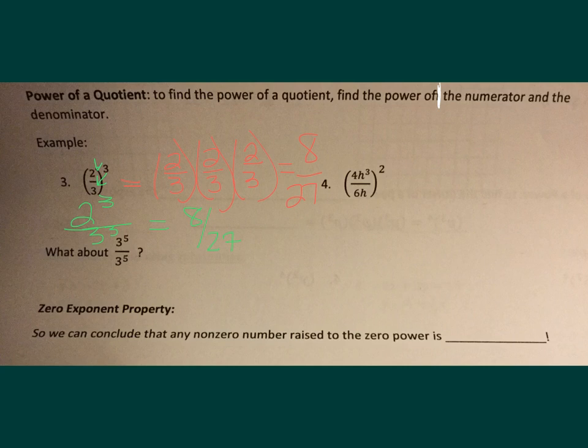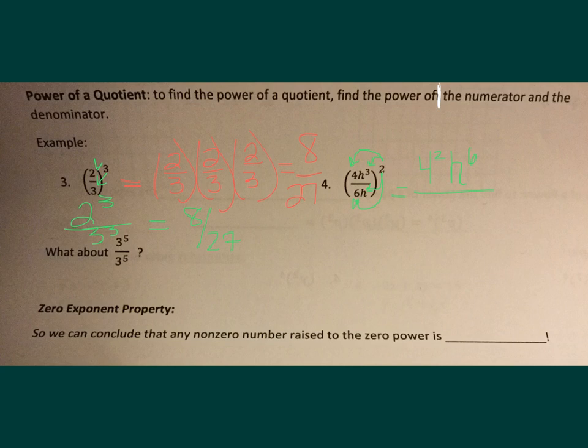So let's look at example 4. I have 4h cubed divided by 6h, all raised to the 2nd power. I have to take that 2nd power and distribute it to the 4, to the h cubed, to the 6, and to the h. Now, I'm going to rewrite this as 4 squared. And I learned yesterday that if I have a power raised to a power, I essentially just multiply the exponents. 3 times 2 is 6. 4 squared over h to the 6th power.